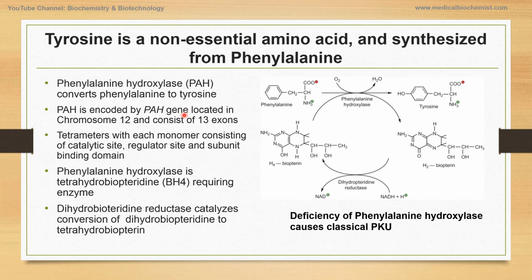PAH, or phenylalanine hydroxylase, is encoded by a gene that is located on chromosome 12, and it consists of 13 exons. This is a tetramer, each subunit consisting of a catalytic site, regulatory site, and subunit binding domain.